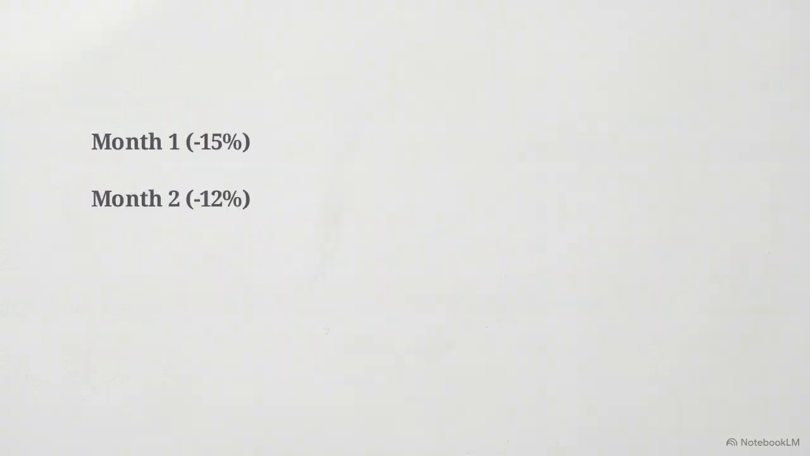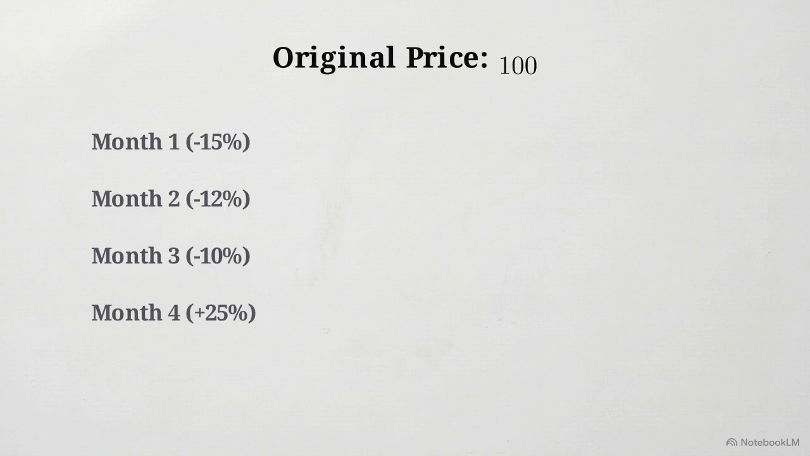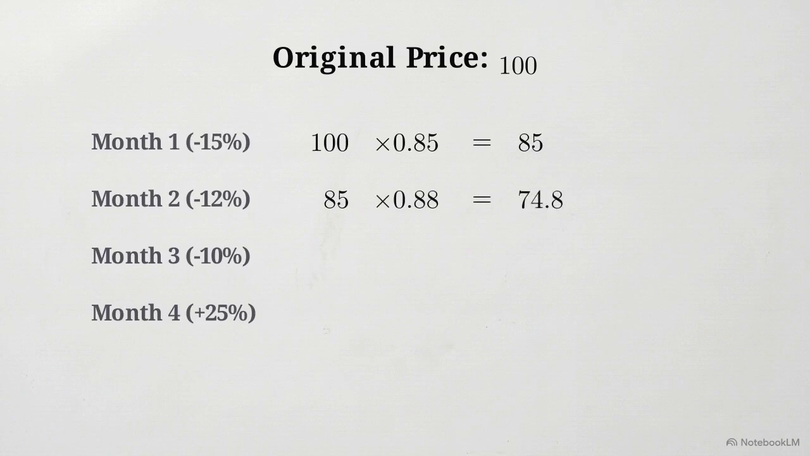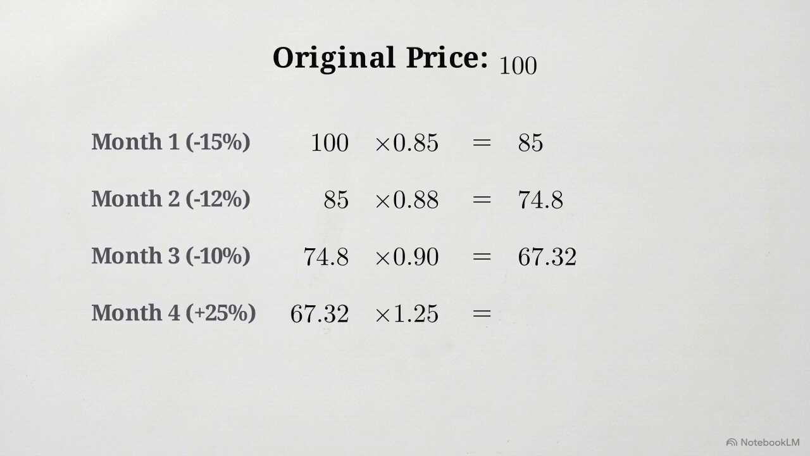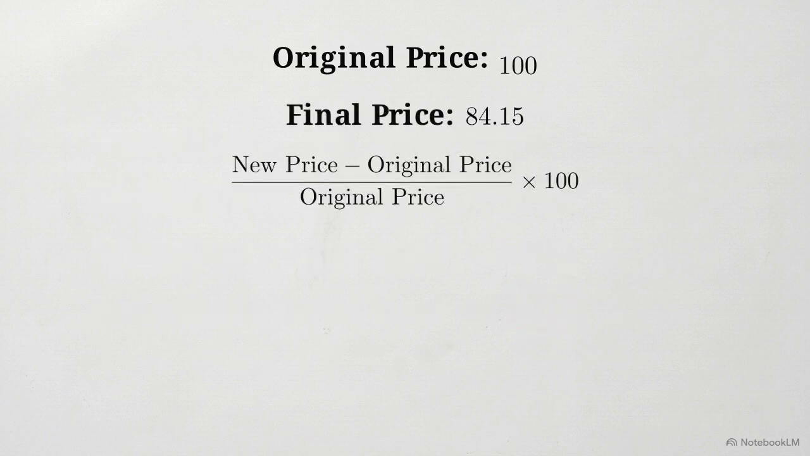Imagine a fuel price drops by 15%, 12%, and 10% over 3 months, and then rises by 25% in the fourth. To keep the math clean, we assume a starting price of 100. For the first month's 15% drop, we multiply 100 by 0.85, leaving us with 85. For the second month's 12% drop, we multiply that 85 by 0.88 to get 74.8. Month 3 is a 10% drop, so 74.8 times 0.90 equals 67.32. Finally, month 4 is a 25% increase. We multiply 67.32 by 1.25, which lands us at a final price of 84.15.